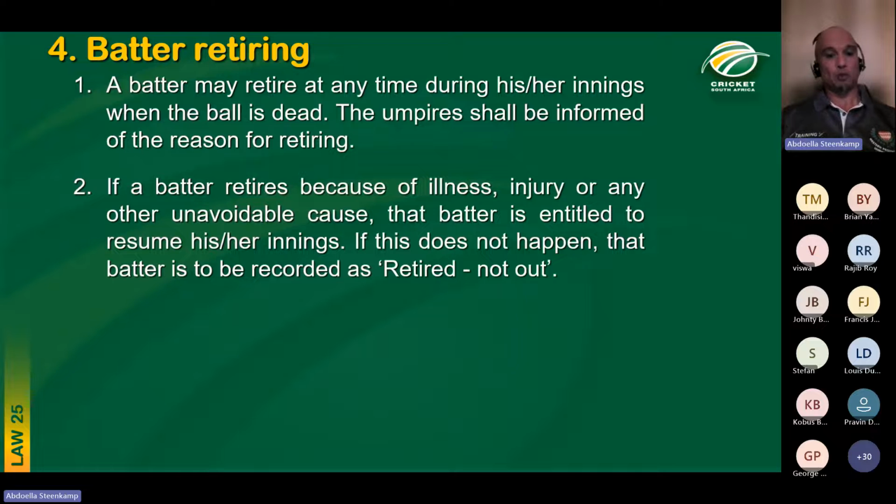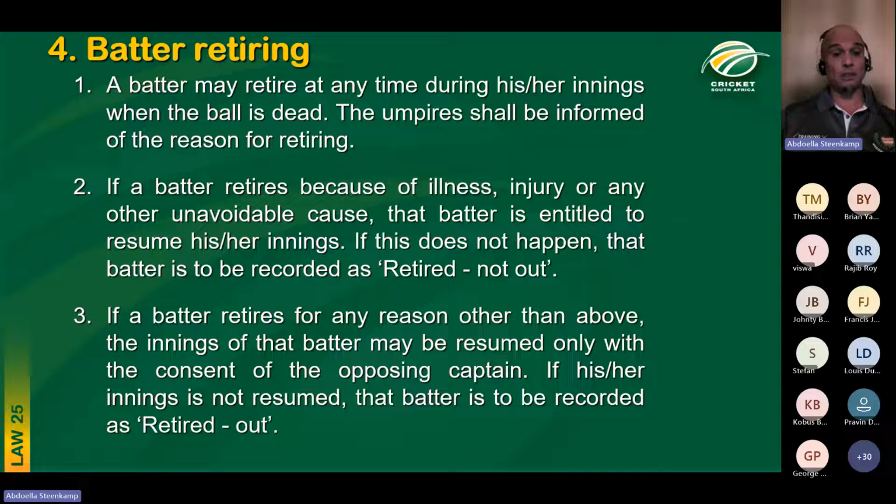Let's have a look. Because the law tells us, if a batter comes to you and says, umpire, I'm retiring, and if that retirement is because of injury, illness, or any unavoidable cause, that batter is entitled to resume his or her innings later on. So if it is injury or unavoidable cause, the batter can come out to bat later on. If the batter doesn't come out to bat, in the book it will be recorded as retired, not out.